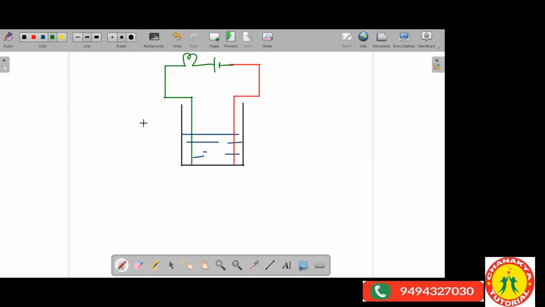Now, in this way, we can observe that if the solution is a good conductor, the bulb will start glowing. And if the solution is a bad conductor, the bulb will not glow. Now, I told you one of the problems that we can face with this bulb. It can happen that the solution is conducting, but still the bulb will not glow.